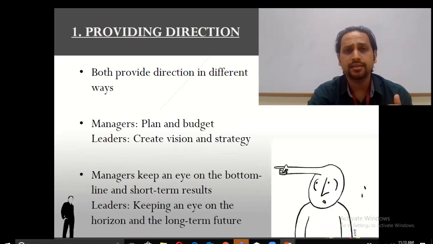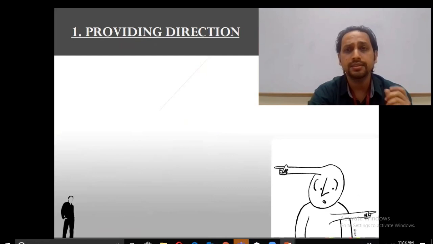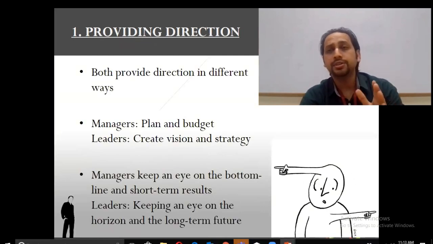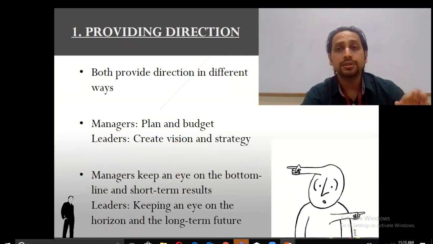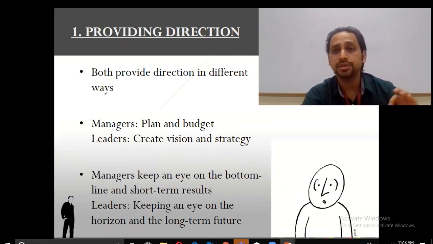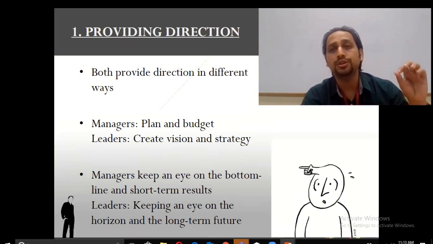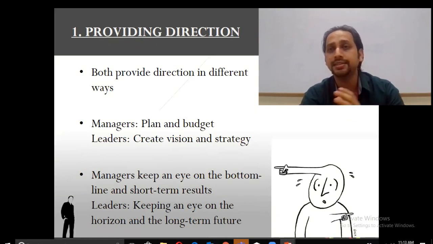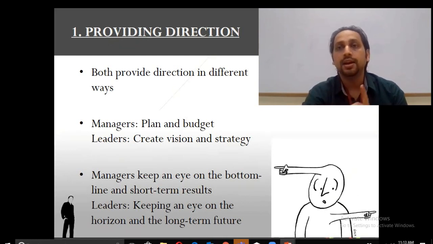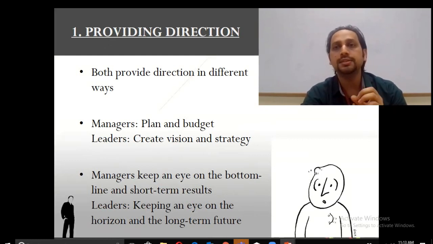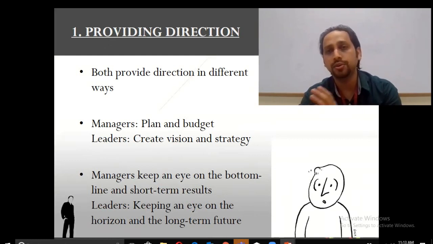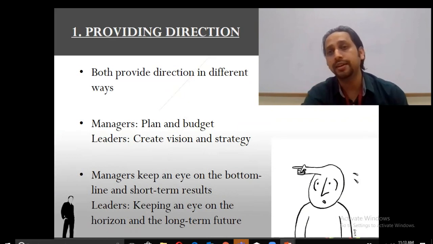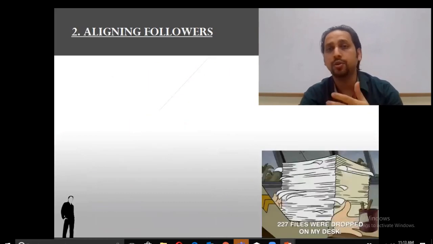Let's look at these differences again. First is direction. Managers are more focused, I'm not saying that they do not care for the long term vision, but they are more focused on the short term goals of an organization, whereas leaders are more focused towards the long term goals. Again, leaders are also concerned about the short term goals, but their focus is largely on achieving the long term vision. So they give a long term direction to their followers.